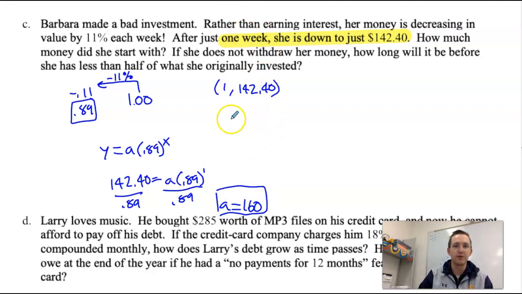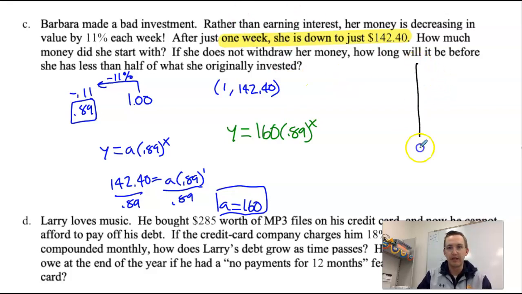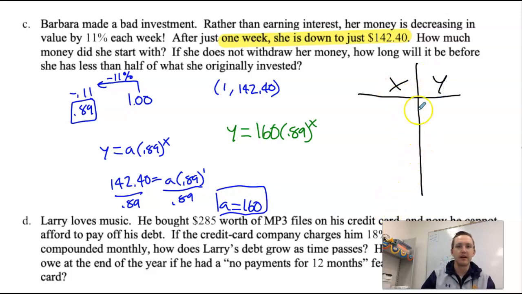So our equation for this one is going to be y equals 160 times 0.89, all raised to the x power. And again, if you want to solve for the second part, what I would highly recommend is to make a t-chart, x and y, plot some values, and figure out how many weeks it will take her to get less than half of what she originally invested. Again, we want that money to be less than $80 for this part. So make a t-chart. That would probably help us out for this.